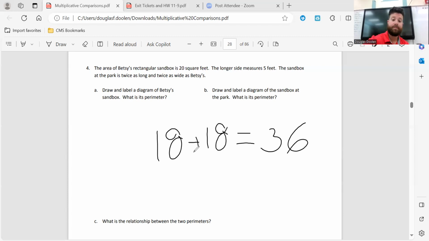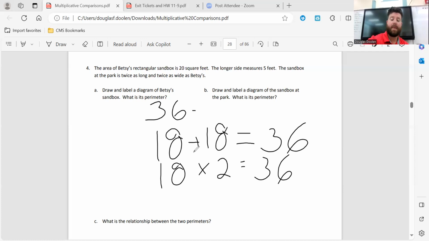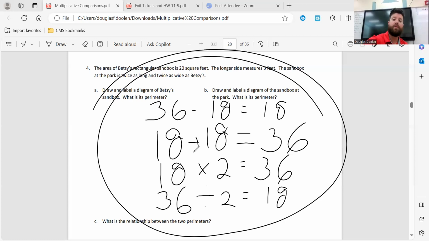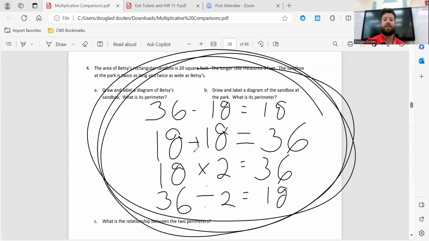Yep. What else? 18 times 2 is 36. Good. There's two other things we can write. What would the subtraction be? Yep. 36 minus 18 equals 18. And then what other operation do we use? Division. 36 divided by 2 equals 18. Those four right there are the relationships between Betsy's sandbox and the park's sandbox.